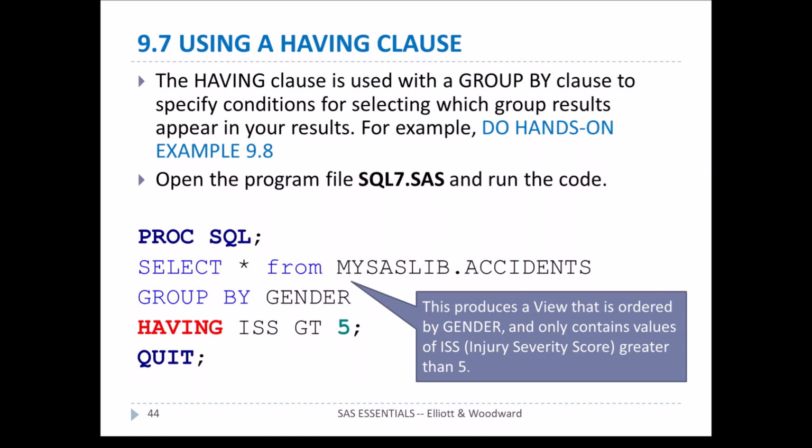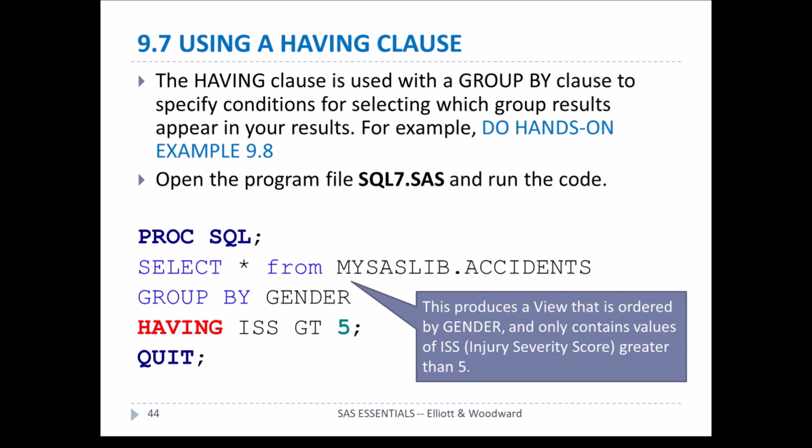So let's open up the program file called SQL7.SAS, and we see this code where we're going to select all the variables from a file called accidents. We're going to group it by gender, and then we only want to display the records having an ISS value greater than 5. That's injury severity score.